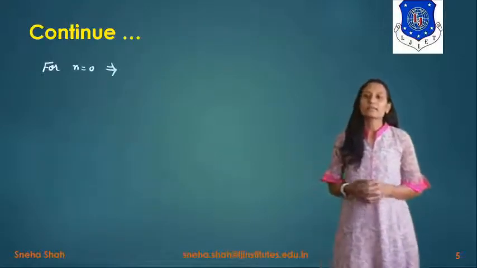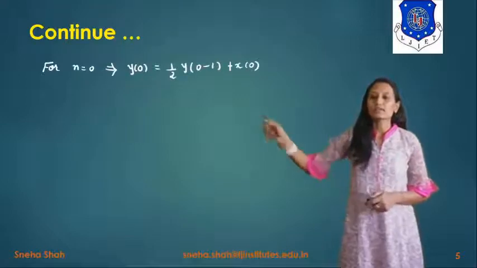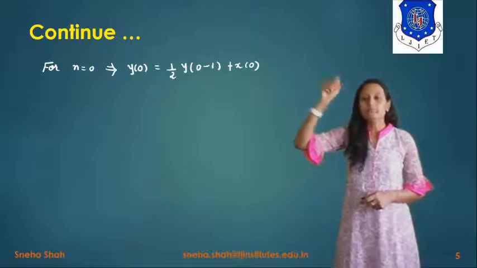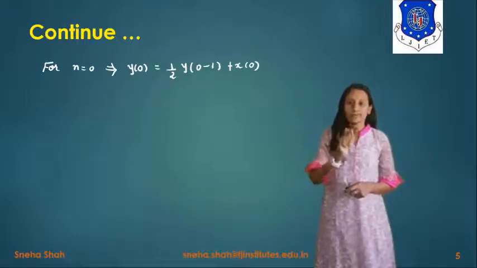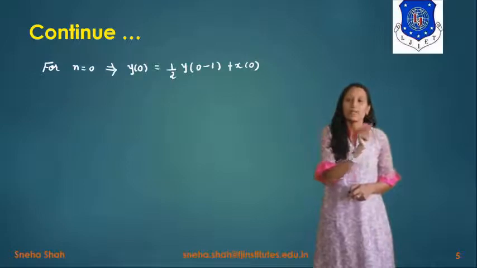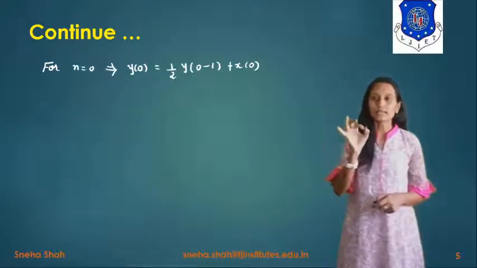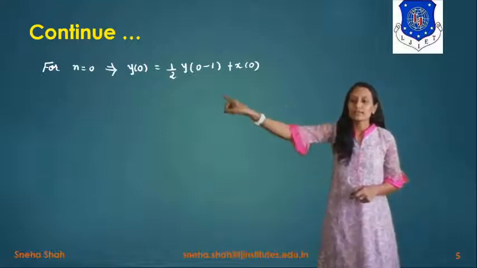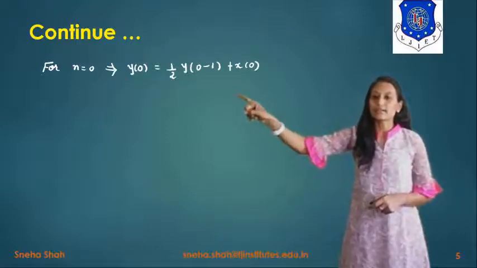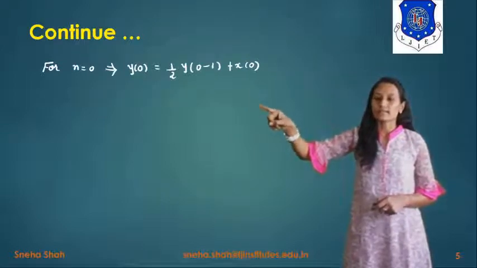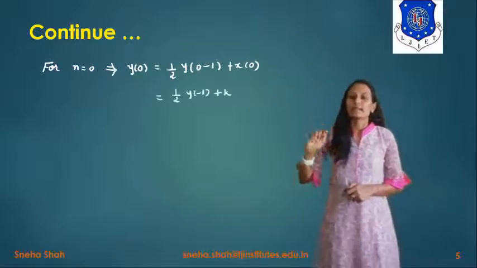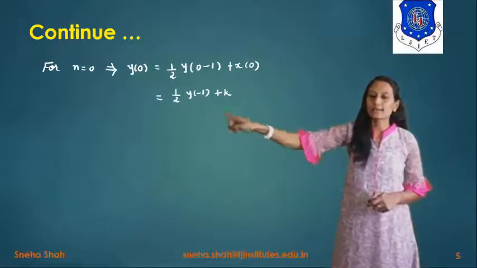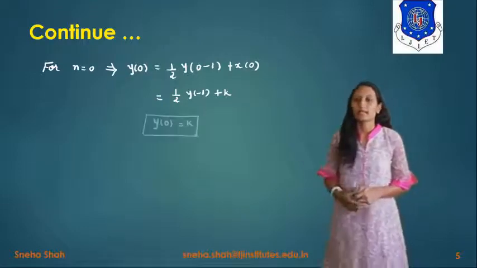Now, if we take n equals 0, what will be the value of y of 0? We put n equals 0 in the equation, which is y of n equals 1 by 2 y of n minus 1 plus x of n. So instead of n, we have to take n equals 0, n equals 1 and n equals 2, right? For n equals 0, the term will be y of 0 equals 1 by 2 y of 0 minus 1 plus x of 0. Now as you know the value of x of 0 equals k, so this will become 1 by 2 y of minus 1 plus k.